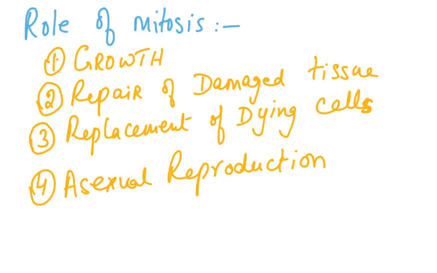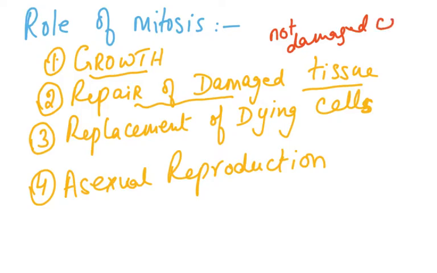Now, one of your syllabus points is: what is the role of mitosis? And what is mitosis? Let's talk about mitosis first. The role of mitosis is in growth and repair of damaged tissue. Please remember, not damaged cell. Do not say damaged cell. A damaged cell cannot be repaired. Please remember that, and that's an MCQ which came in one of your papers.